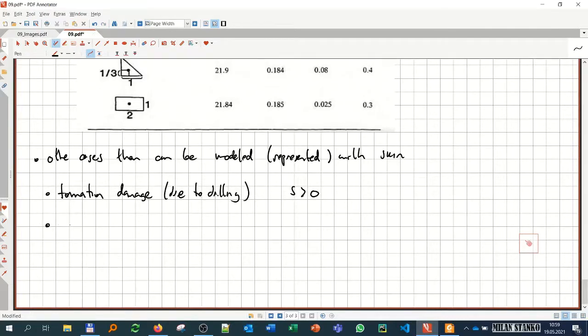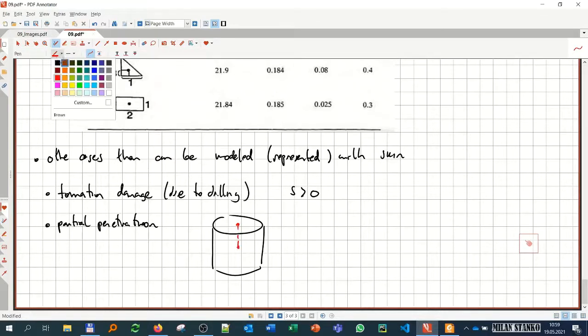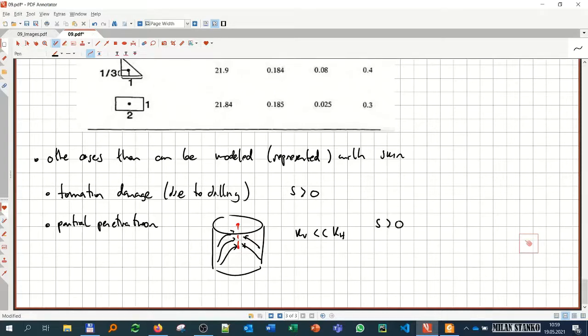We have also partial penetration, when if we see from the side our reservoir, we actually don't complete through the whole interval, but we only complete part of it. And then the flow is not radial anymore. And because it's flowing partly in the vertical direction, you have some problem, because the vertical permeability is usually much smaller than the horizontal permeability. So in this case also you typically have the skin greater than 0.